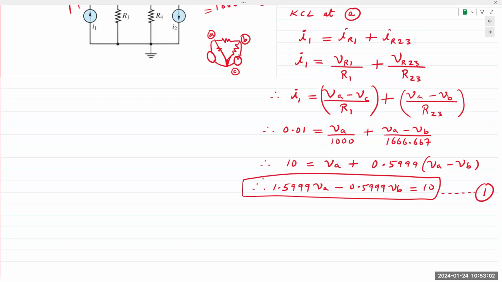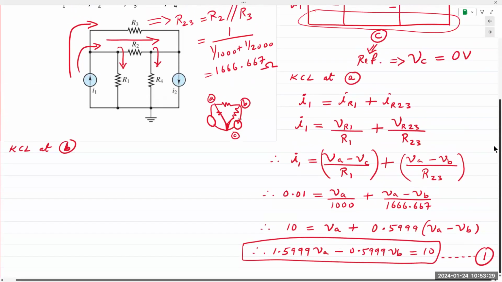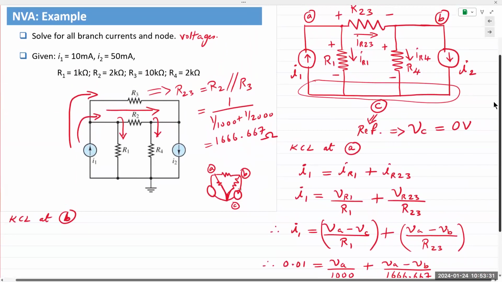Let's take a 10-second pause while you write it down, think over it. Let me know if you have any questions. No questions? Okay, then let's write KCL at node B. KCL at node B gives me, what do I have?